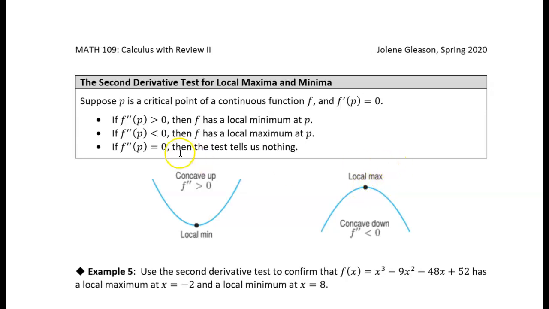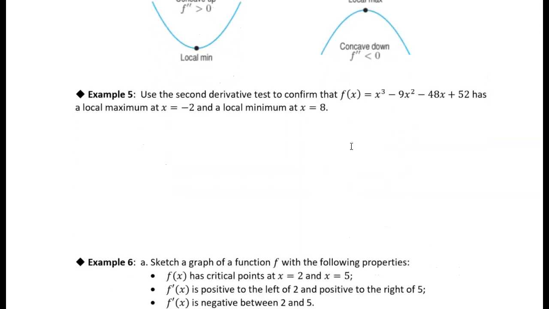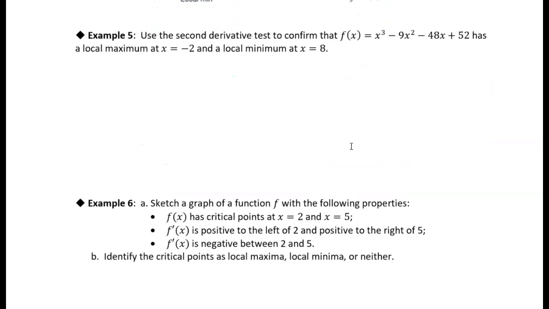So, if it's neither positive nor negative, which would mean it's 0, then it doesn't tell us anything. Okay. So there's also a second derivative test. Let's apply that to this example 5 here. It's the same function that we've been working with: x cubed minus 9x squared minus 48x plus 52. We found that it has critical points at -2 and at 8. And now we're going to apply the second derivative test.